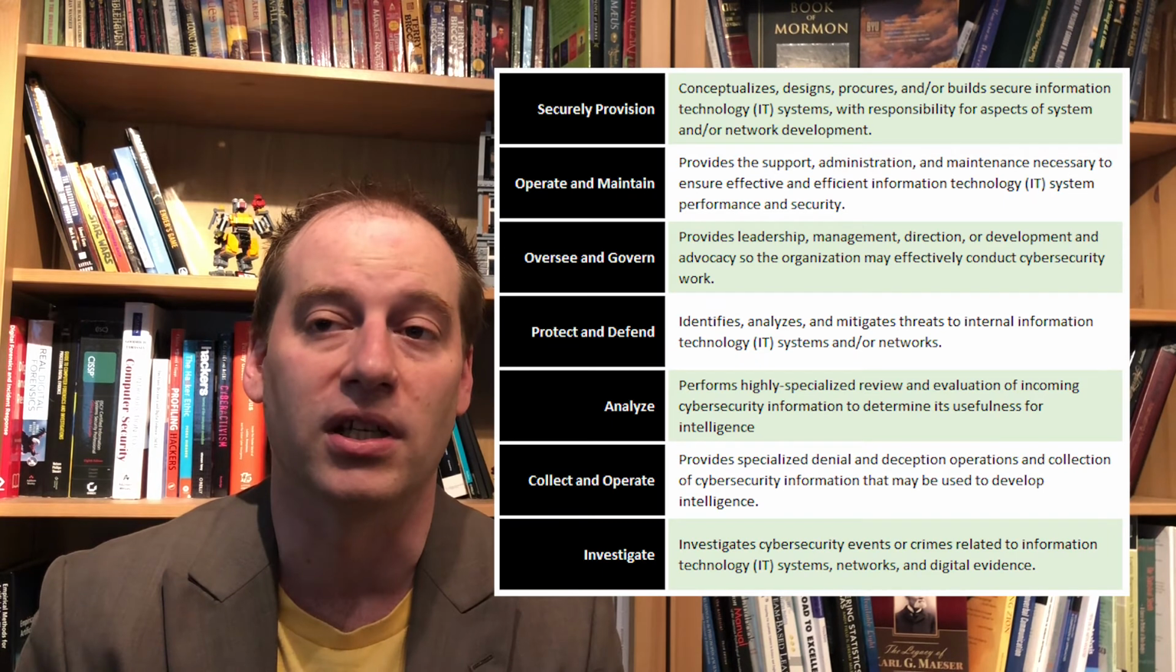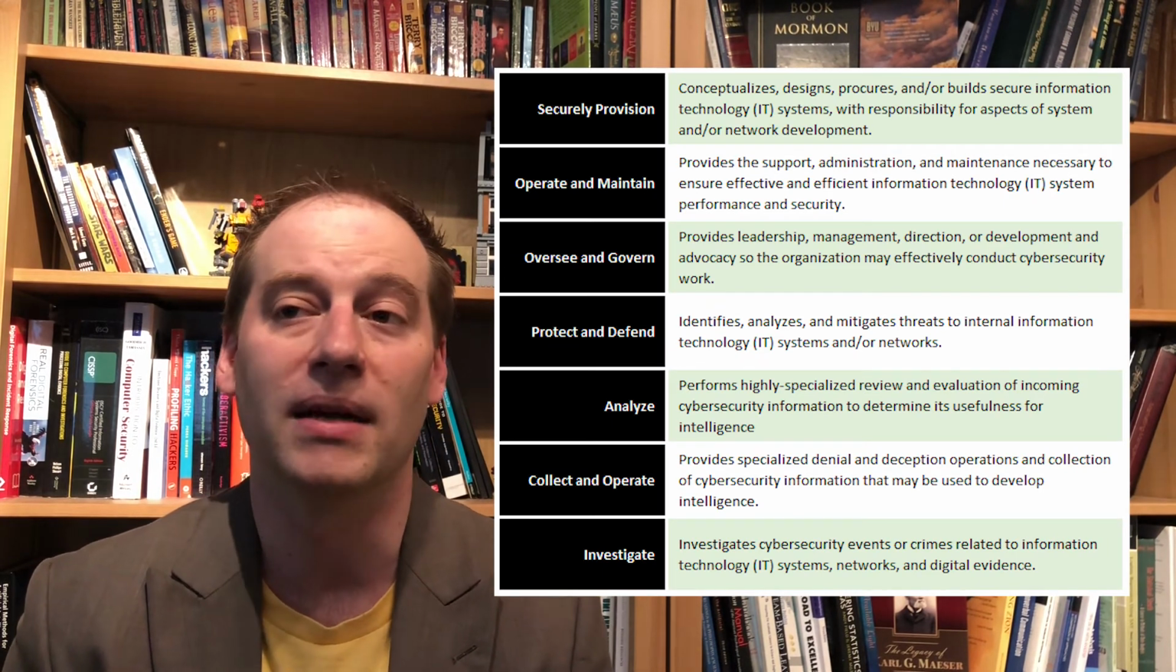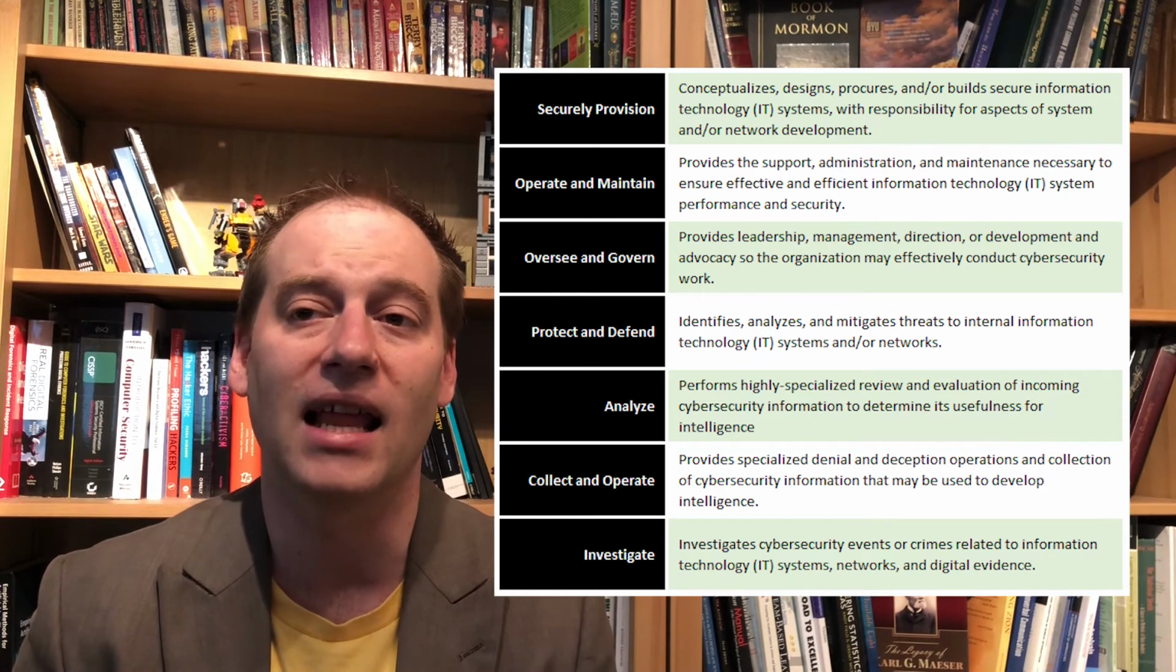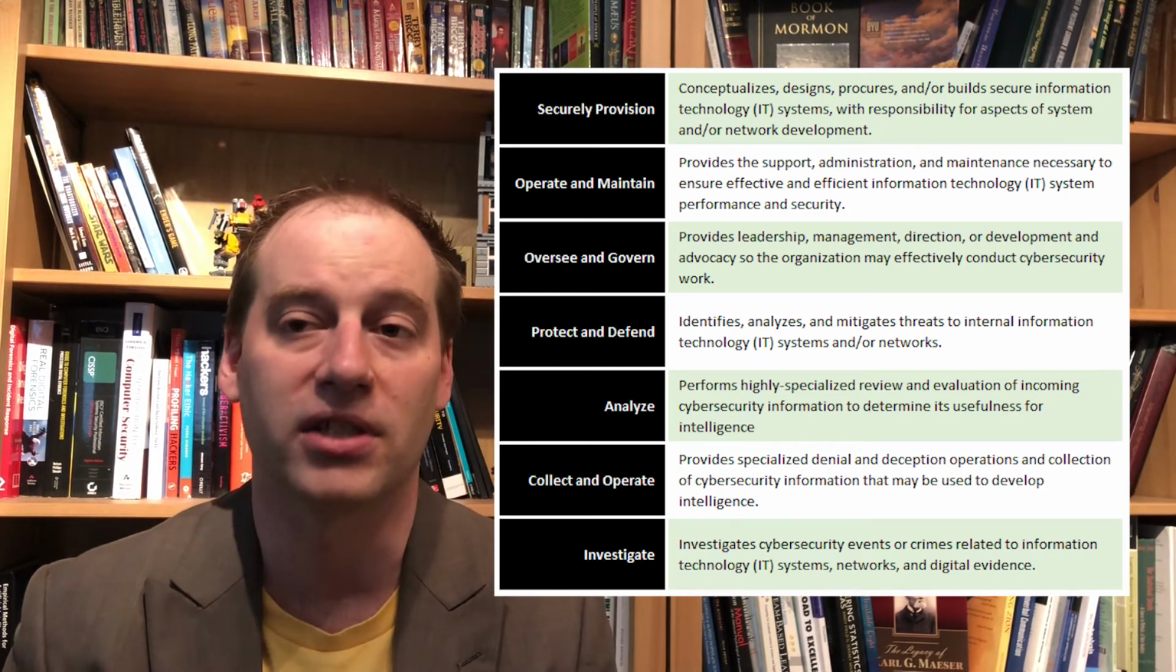They should be able to securely provision, operate and maintain, oversee and govern, protect and defend, analyze, collect and operate, and investigate in a cybersecurity context. So what does this all mean? How does this relate to you and what your career decisions should be?